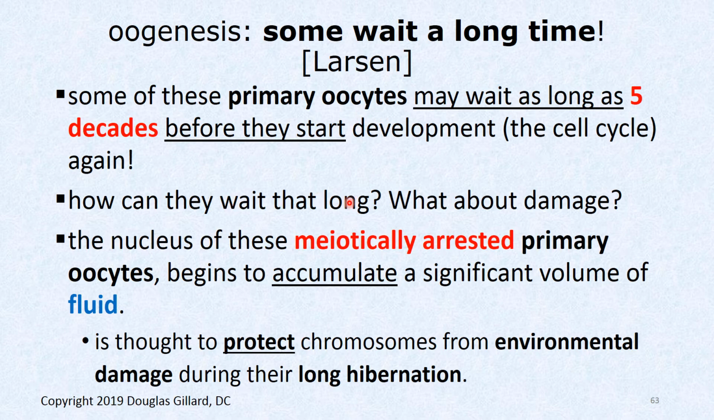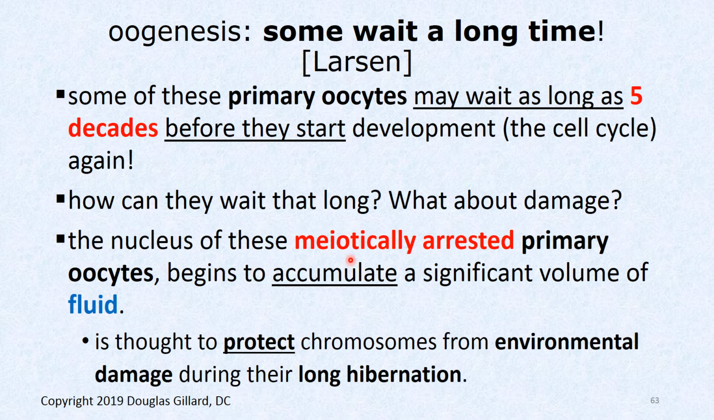How can they wait a long time? What about the damage if they wait so long? Well, there is damage. That's why people over 40 have a greater chance of developing birth defects, because these primary oocytes have been sitting there. They've been x-rayed. They've been flying airplanes back and forth, which exposes you to some radiation. Yeah, there's a lot greater chance of damage.